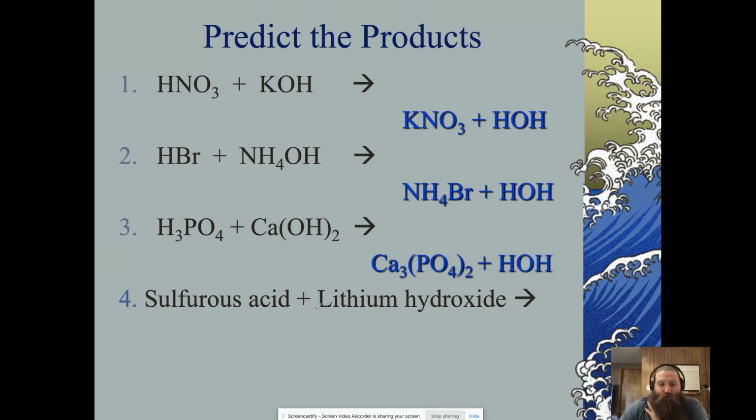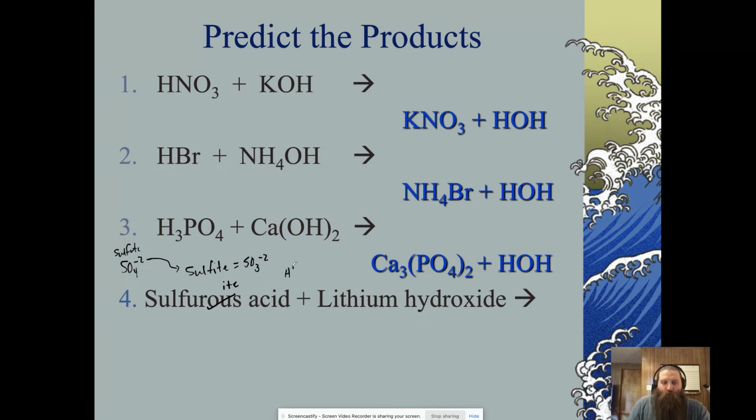Try this one with words. All right, this is a tougher one. Sulfurous acid and lithium hydroxide. What's that going to make? Well, it'd probably be useful to convert this over into a formula. So sulfurous acid, we know that OUS comes from ITE. So we have sulfite, right? We know that sulfate is SO4 minus 2. So sulfite must be SO3 minus 2.